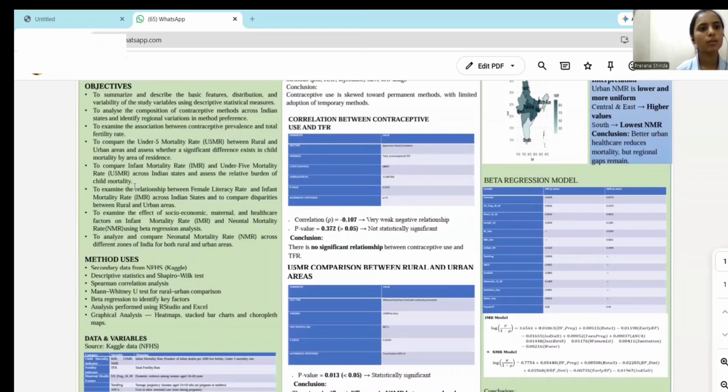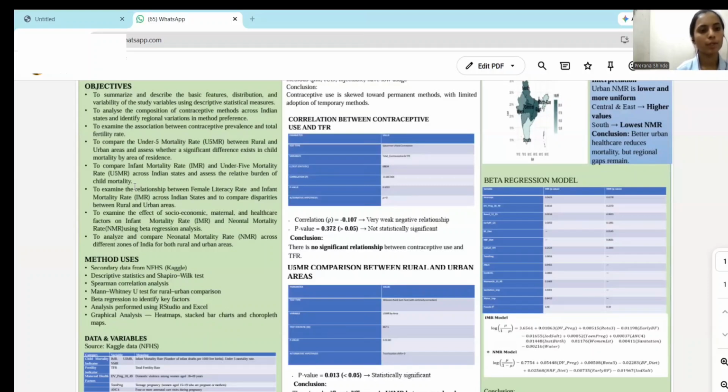Second is to analyze the composition of contraceptive methods, identifying regional variation in method preference. Third is to examine the association between contraceptive prevalence and total fertility rate. Next is to compare under 5 mortality rate between rural and urban areas. Next is to compare infant mortality rate and under 5 mortality rate across Indian states and assess the relative burden of child mortality. Next is to examine the relation between female literacy and infant mortality rate across Indian states and to compare disparities between rural and urban areas.